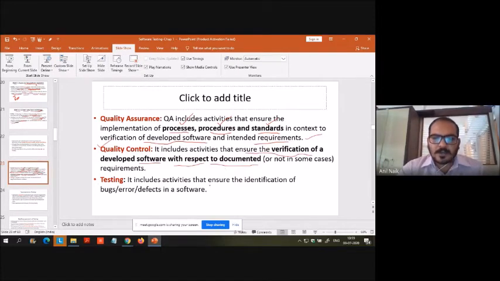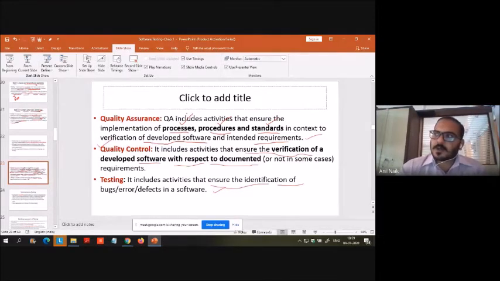Then testing includes the activities that ensure the identification of bugs, errors, and defects in the software. Quality assurance means we are assuring that the product is of quality. How? Because we are following some standard processes, procedures, and standards.